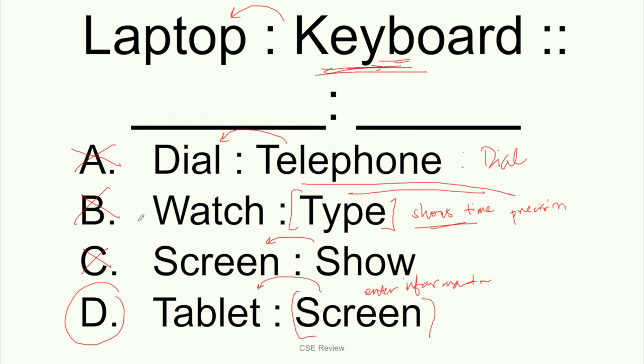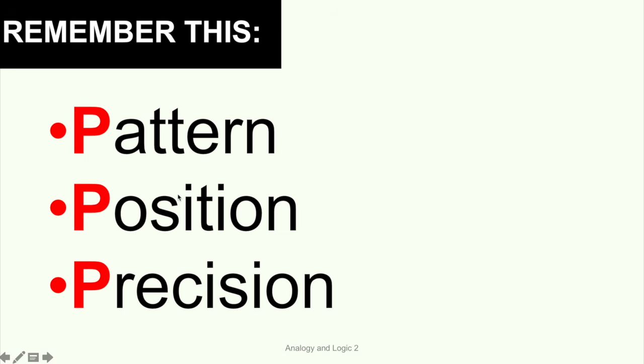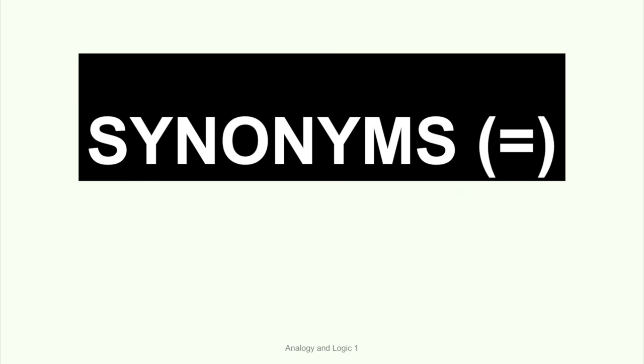Okay? So again, balikan natin yung tatlong P natin. You have pattern, position, and precision. Pattern is the relationship. Position is whether one is on the left or on the right. And yung precision ng language, which is anong dapat, hindi pwede, ang pwede na. Okay? Now, we're going to go through the relationships.